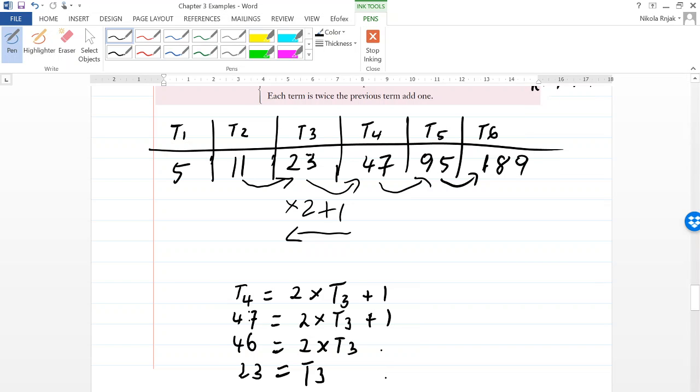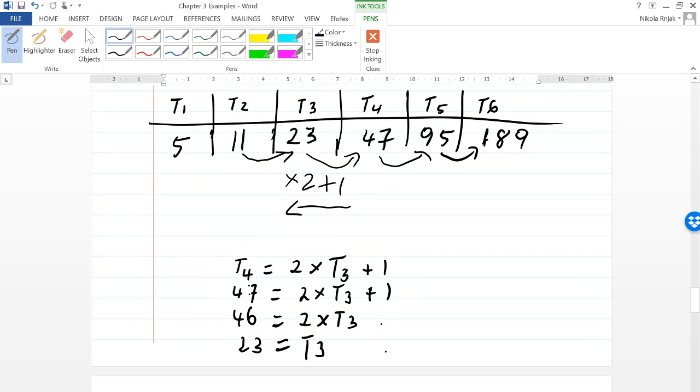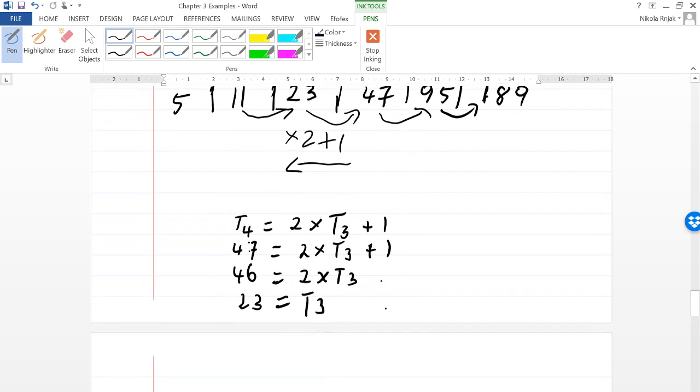All right, so let's move down to example 9.